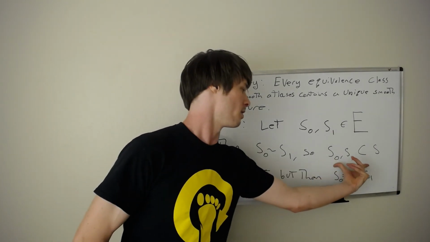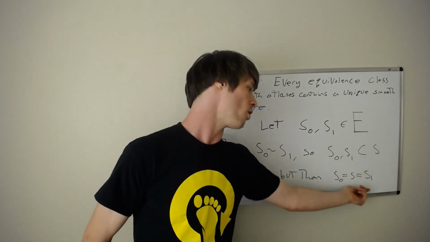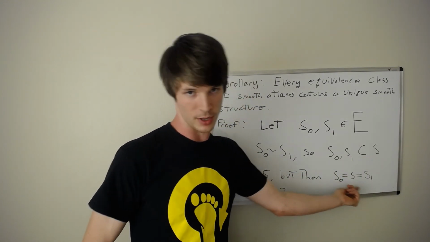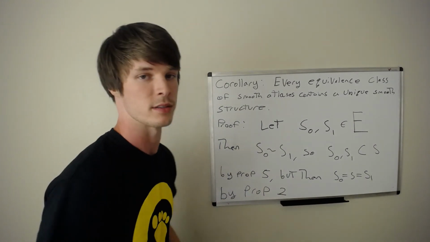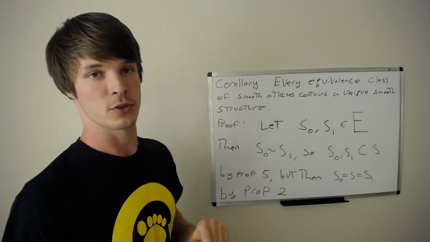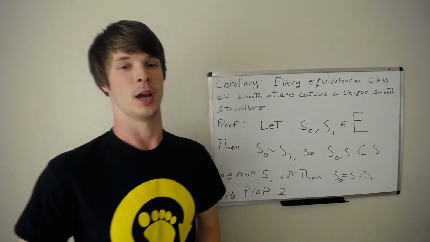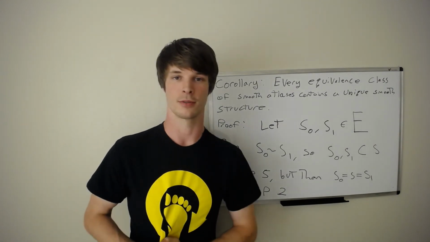So having these two smooth structures contained in this one means that I can draw equality between all three of them, which tells me that S0 is in fact equal to S1 by the transitive property of equality. And therefore, there is in fact only one smooth structure per equivalence class, which is what I set out to claim, and then set out to prove.